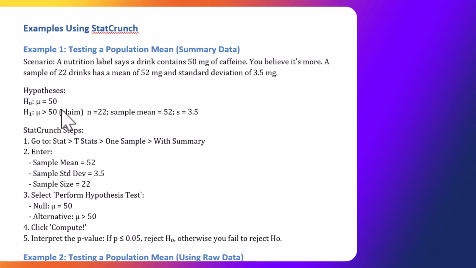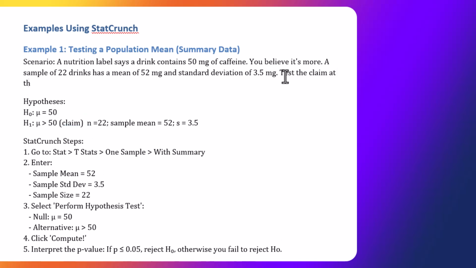Test the claim. Okay, so we need to test the claim at the 5% significance level. So let me just put the question here. Test the claim at the 5%. So the level of significance alpha is 5%. What claim are we testing? We're testing that you believe it is more than 50.